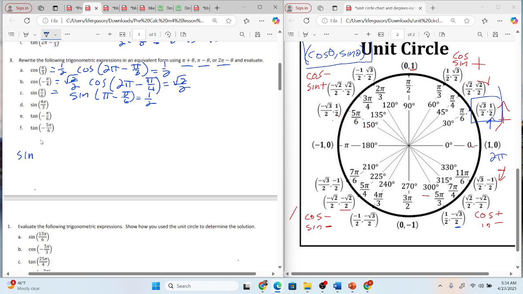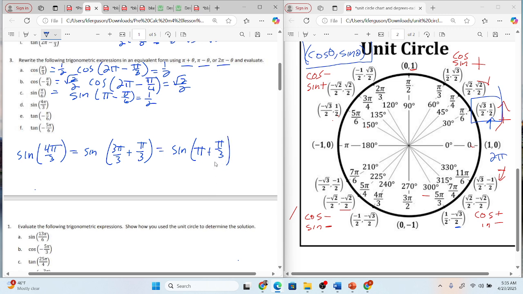So write it down here. Okay, so 4 pi over 3. So what is that? Well, 4 pi over 3 is sine of 3 pi over 3 plus pi over 3. I just did some fraction addition. 3 goes in there one time, so there's a whole. So then that's sine of pi plus pi over 3.